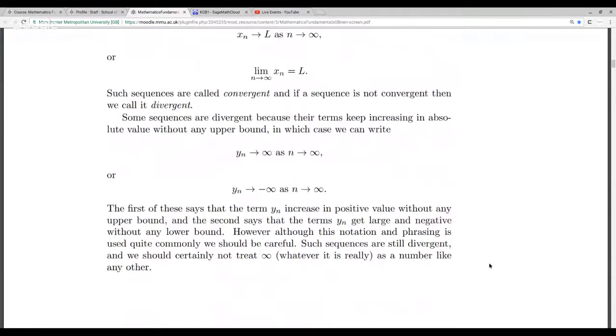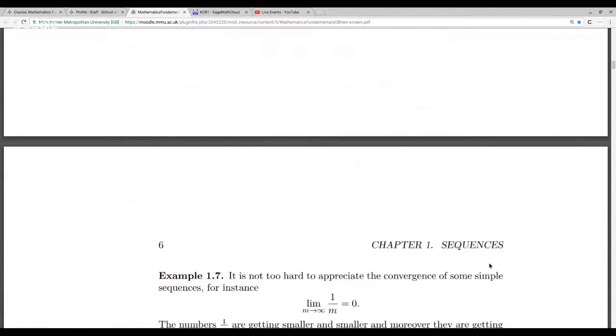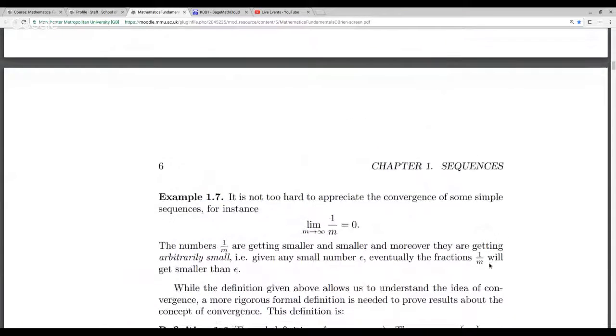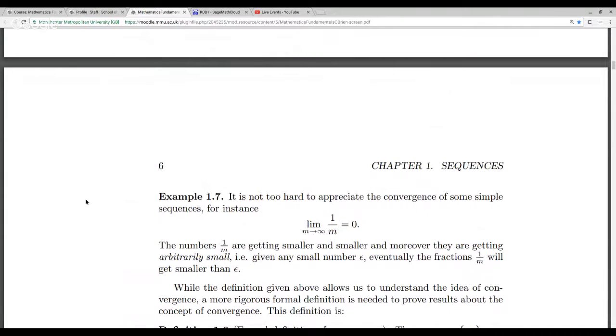So let's look at some convergent sequences. Let's see our first example of a convergent sequence. And we'll begin with this quite easy to understand one. Here, the sequence element, an, is just the fraction 1 over n.